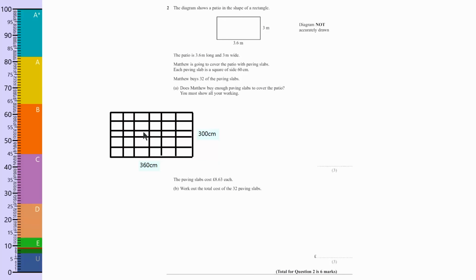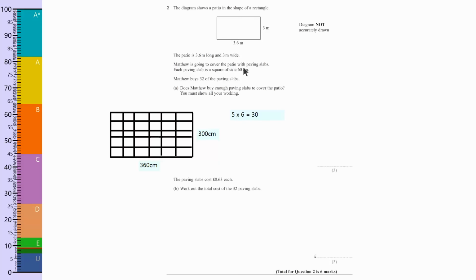And you can already see the paving slabs. Now you could just count these, 1, 2, 3, 4, 5, 6, 7, but that's going to take you too long and you might miscount and get the wrong answer. If there's 6 across and 5 up, then the only thing I need to do is 5 times 6. So I could write that down. 5 times 6, which equals 30. So there are going to be 30 paving slabs in total.